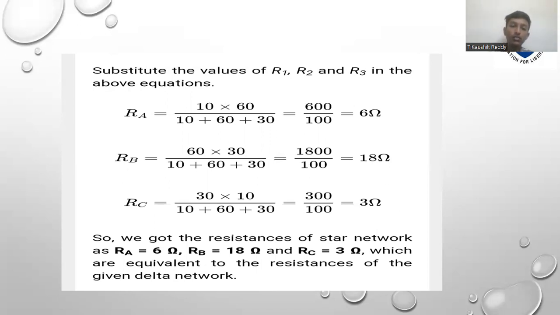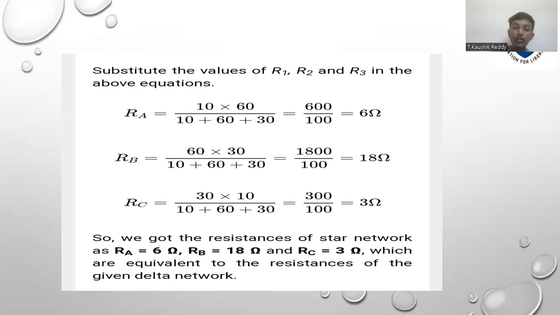RB is equal to 60 into 30 by, similar to the above one, 100. 1800 divided by 100 is nothing but 18, and RC is equal to 30 into 10 by 10 plus 60 plus 30. We'll get 300 by 100, we'll get 3 ohms.